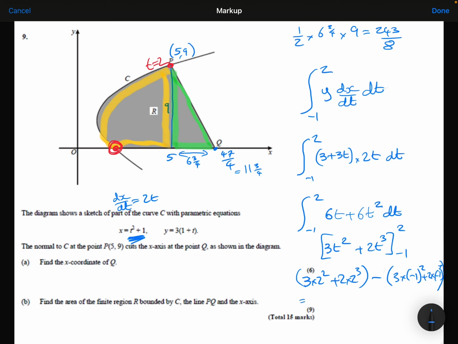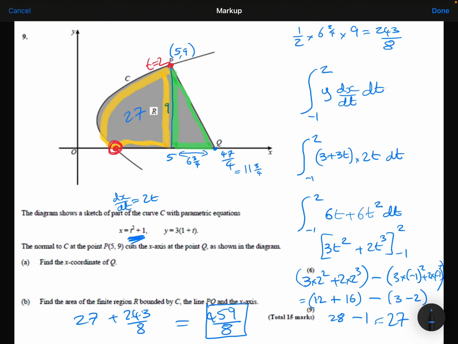And we will work this out. So that's going to be 12 plus 16 minus 3 minus 2. So 28 minus 1 is 27. So that is the area there. So the total will be 27 plus the 243 over 8, which gives 459 over 8. And that is my answer.